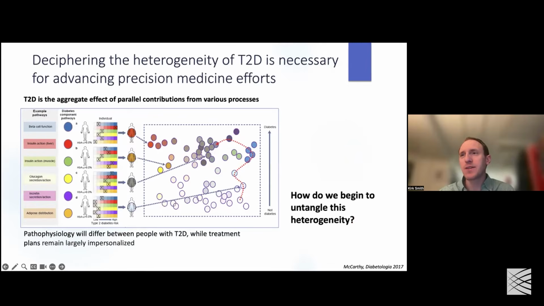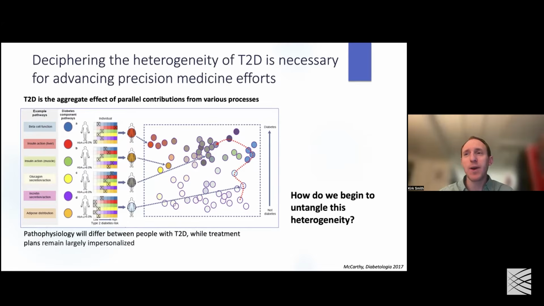So this same concept was captured in the palette model proposed by Mark McCarthy in 2017 to illustrate T2D heterogeneity. On the far left, we have several pathways associated with type 2 diabetes, such as beta cell function, insulin action, and adipose distribution. Then to the right of that, we have patients A through D, which each have a varying degree of dysregulation in these pathways.